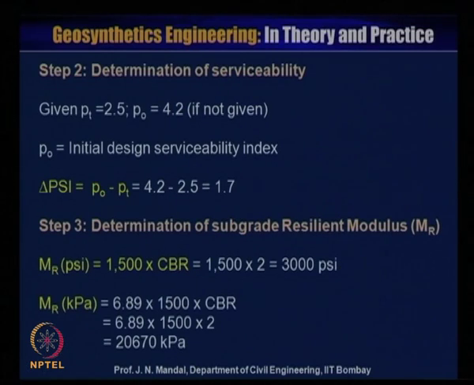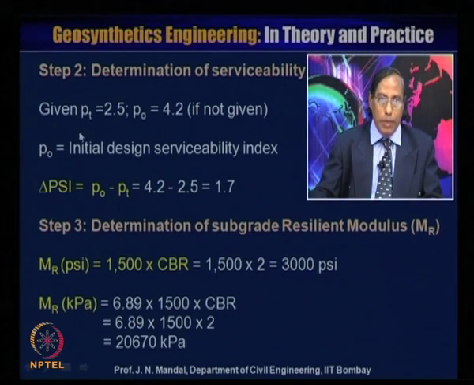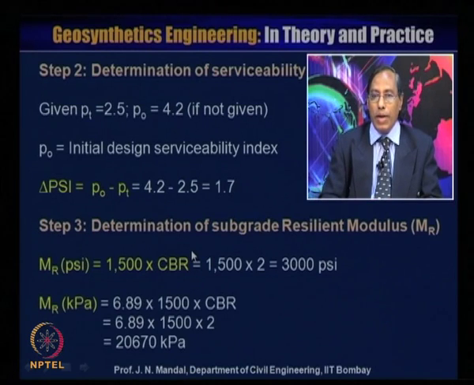Now, step 2, determination of serviceability. Now, given PT, that means terminal serviceability, is equal to 2.5 and P0 assume is 4.2 if not given. So, P0 is the initial design serviceability index. So, delta PSI will be equal to P0 minus PT, that means P0 is 4.2 minus PT is 2.5, equal to 1.7.